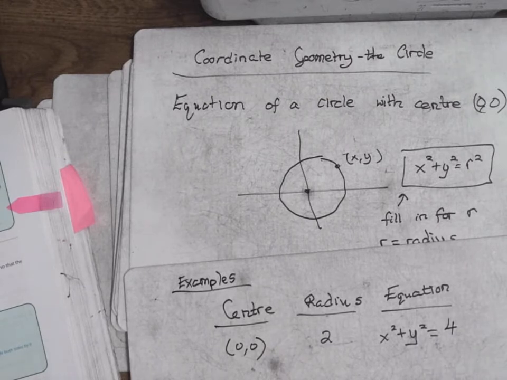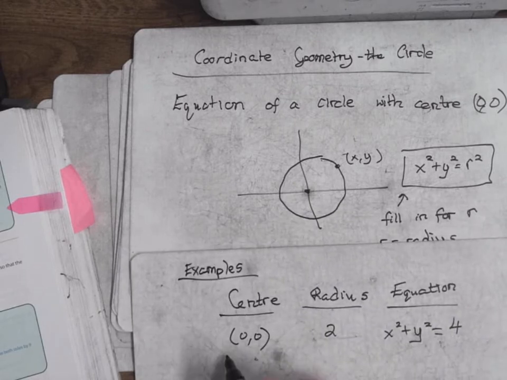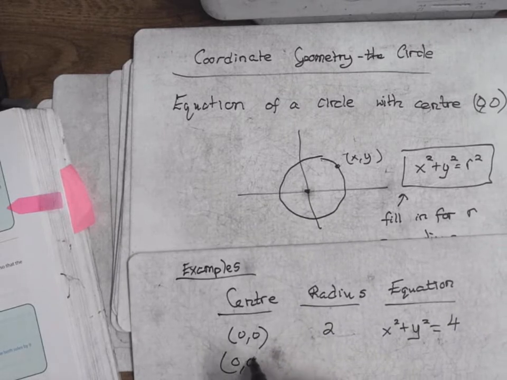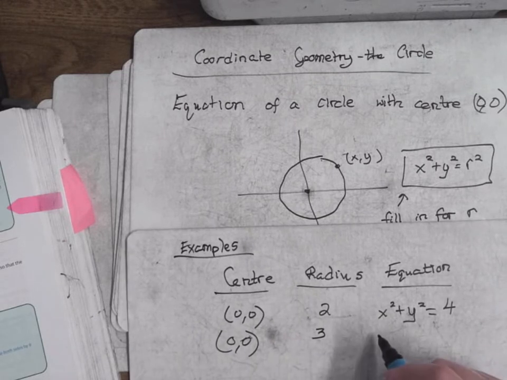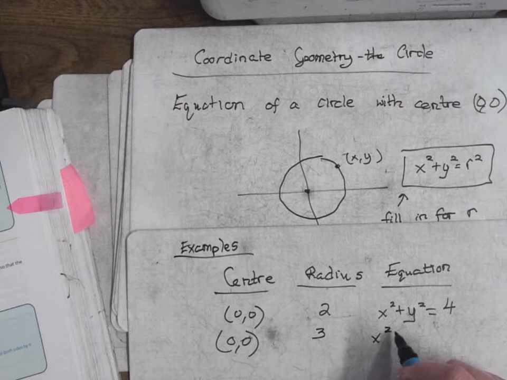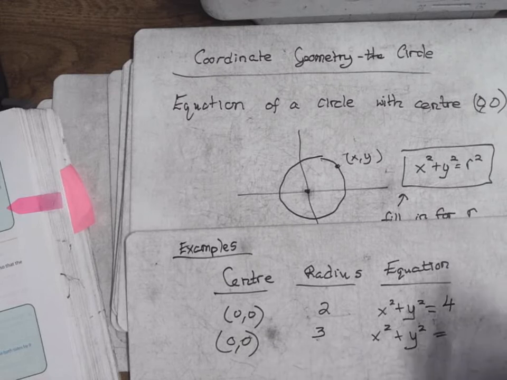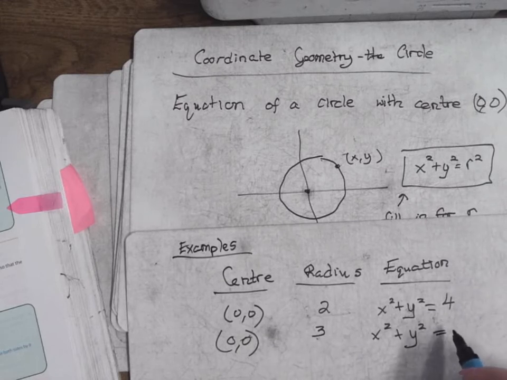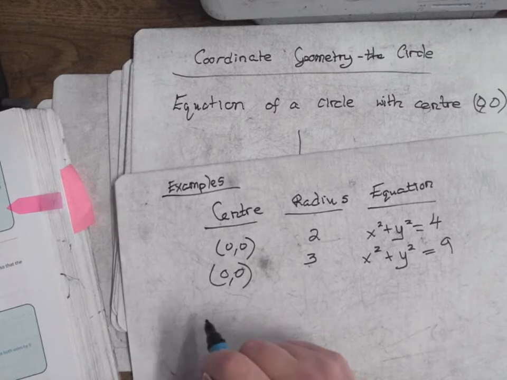Simple as that. Okay? If I said we have a circle with centre 0, 0 and a radius of 3, right? What's the equation? It's just x squared plus y squared equals r squared. So the only thing you fill in is for r. So instead of r, I'm putting in 3. So it's 3 squared. What's 3 squared? 9. That's your answer. Okay? And I'll do one more.